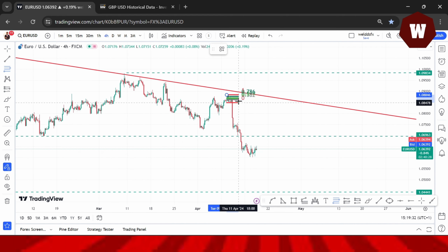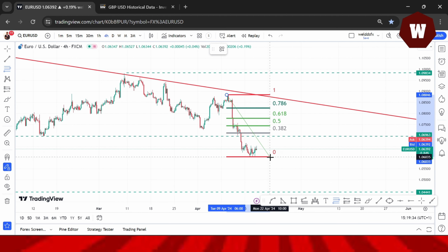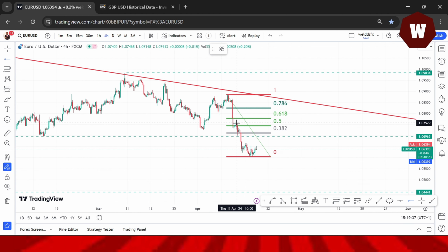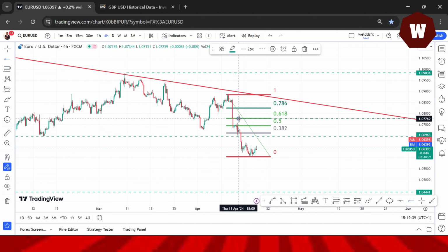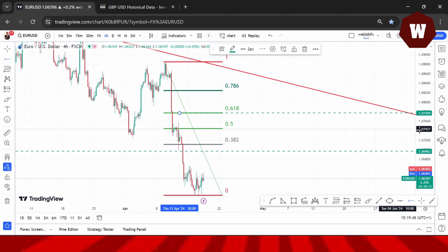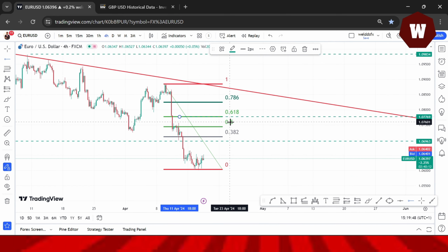So I use my Fibonacci retracement from this point down to here. My beloved 0.618, which is the 61.8 level, is there. That is where I will be setting my entry. If I enter at this point, which is 1.775, I am going to set my stop loss and take profit the same way that I did using the pound against the US dollar.